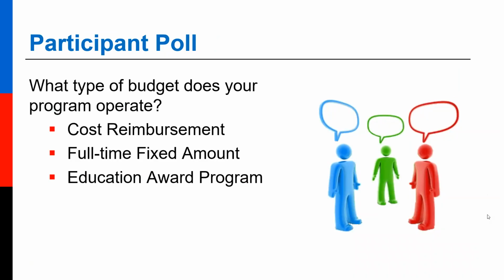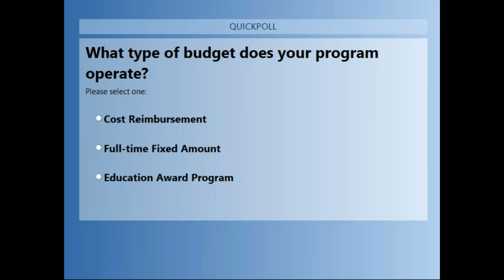Okay, so we're going to do one more quick poll, and then we're going to go into questions. What type of budget does your program operate? Is it cost reimbursement, full-time fixed amount, or education award program? If you'll just take a second to answer the poll.